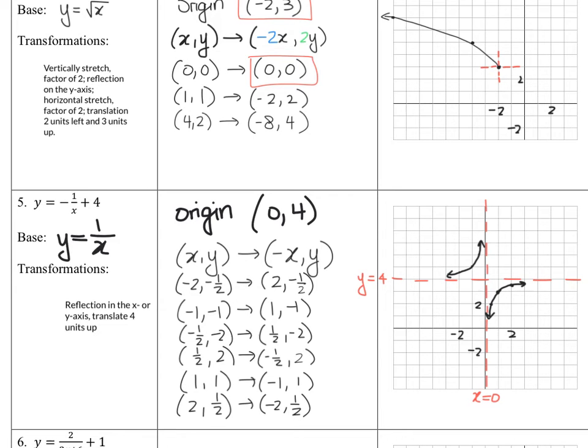And one more time, just to reiterate where my asymptotes came from. This plus 4 is the location of my horizontal asymptote, the C value. And this, no translation left or right. That's what causes our vertical asymptote to stay at its original location of x equals 0.